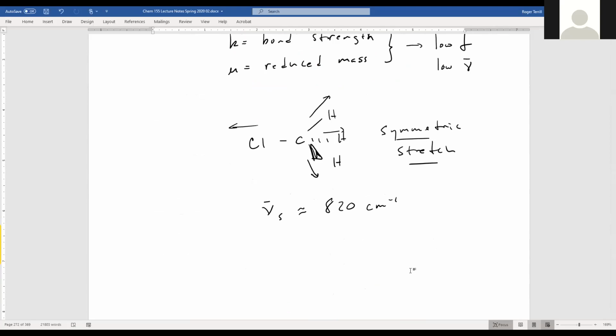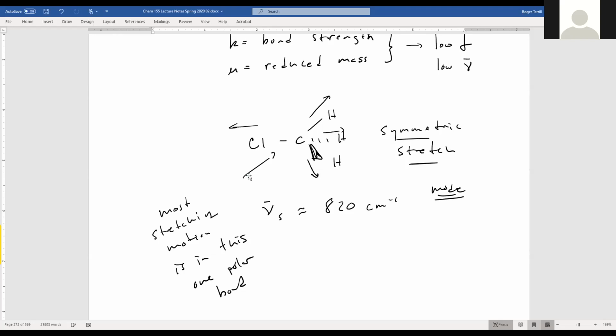Because this bond has most of the stretching motion, it is centered in this one polar bond. And this is where the intensity of that group mode comes from. I've identified a mode of vibration.